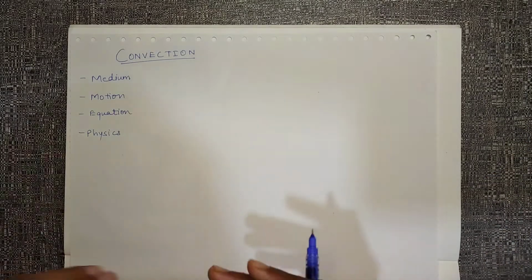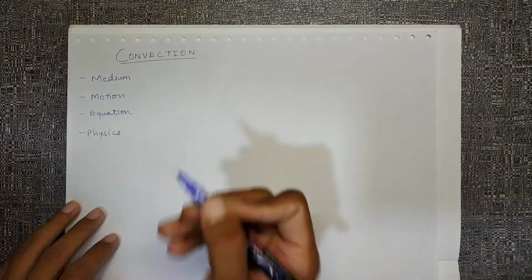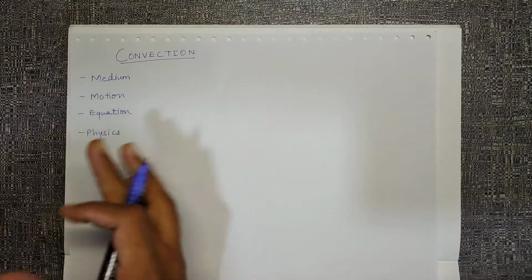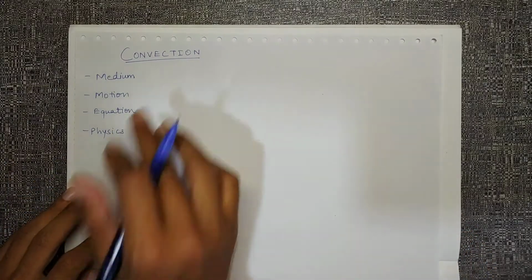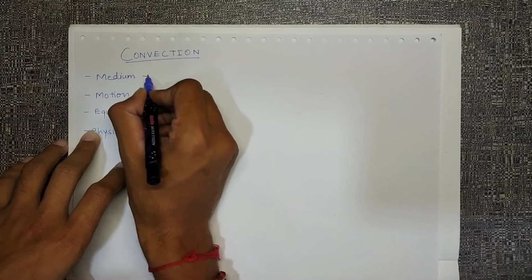What's convection? It is the second mode of heat transfer. So in this video we'll understand the basic things related to convection. As I said earlier, these are the four main points we want to clear while having the basic understanding of convection. So first, the medium involved.